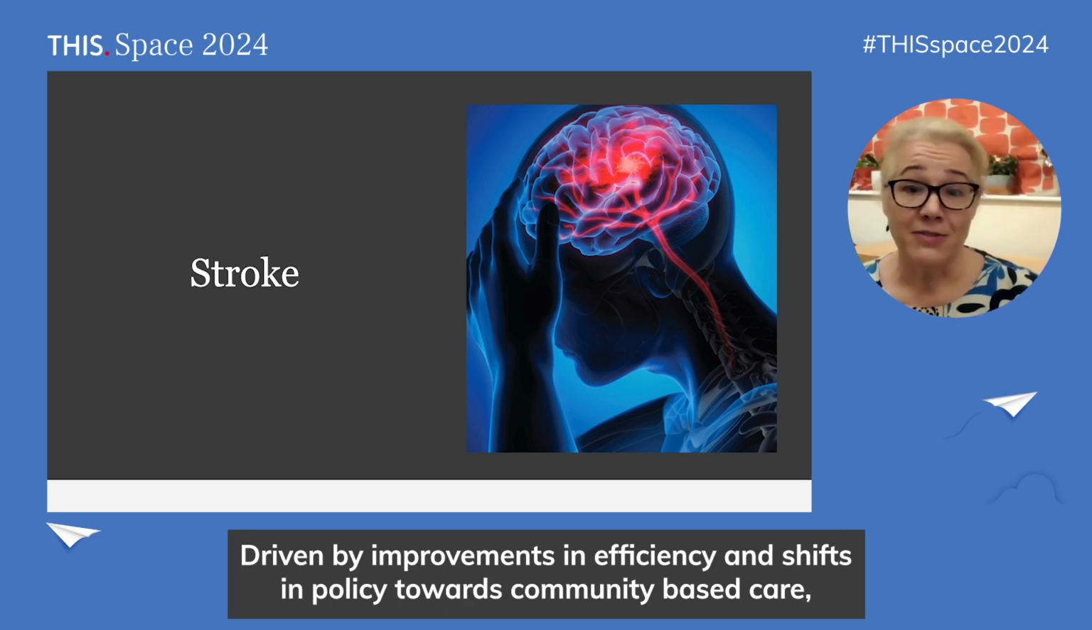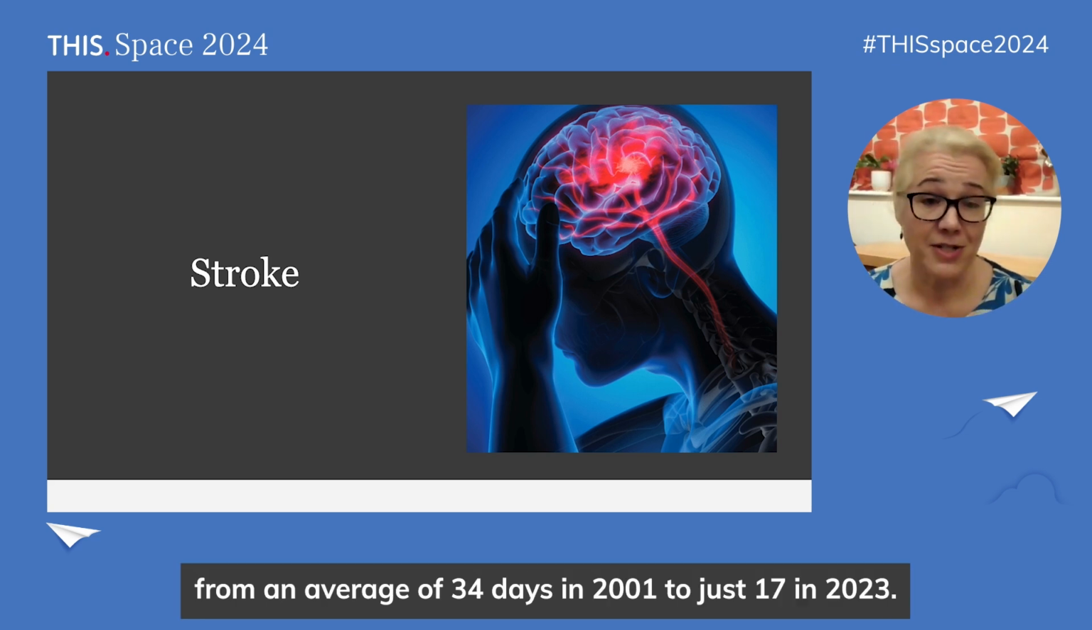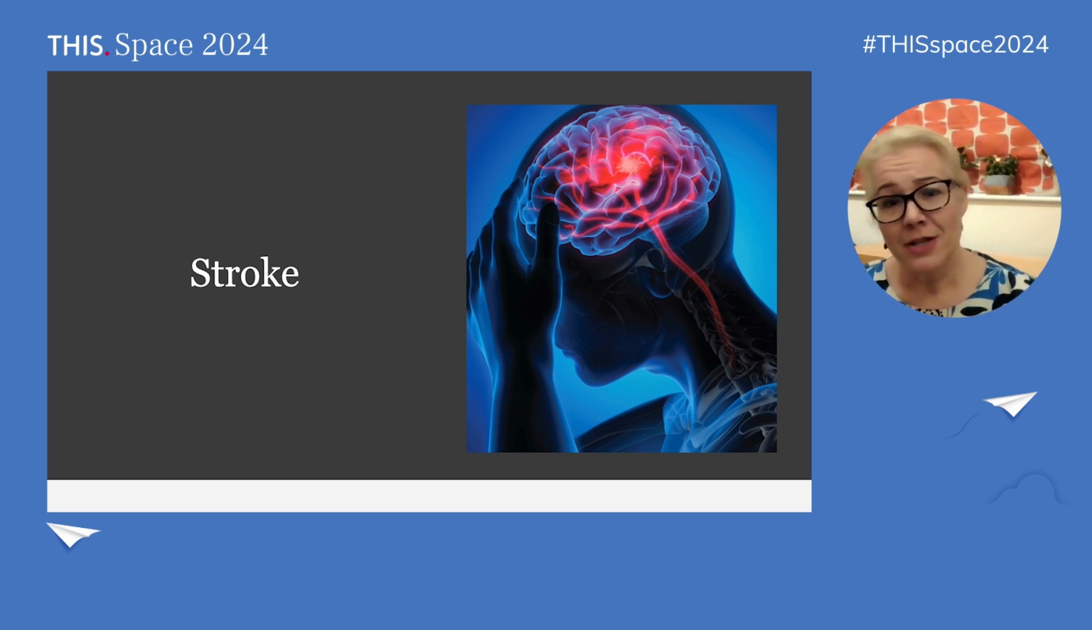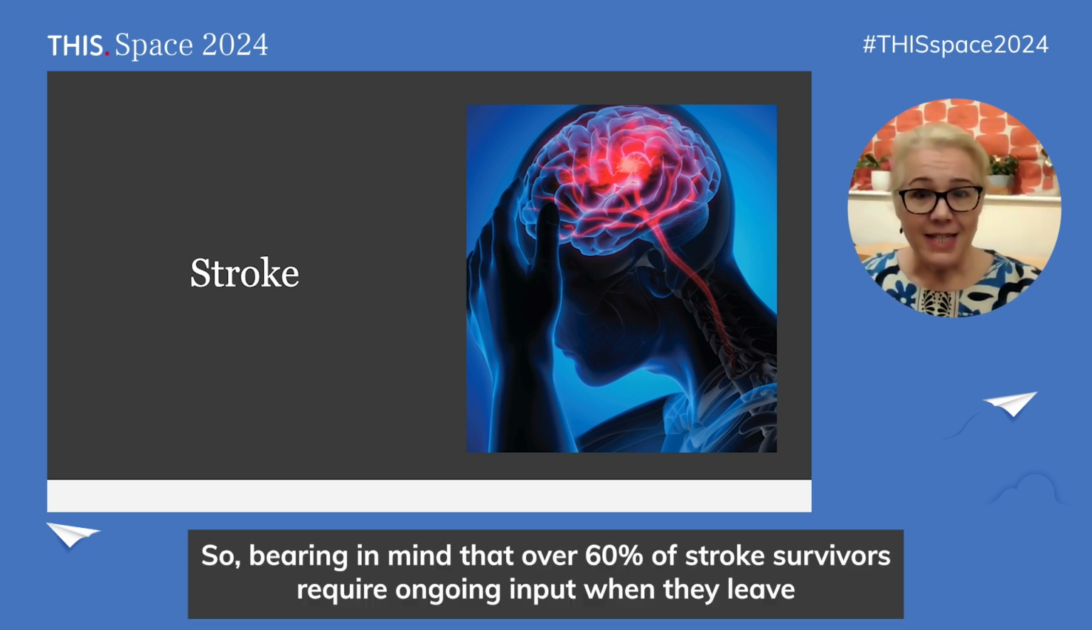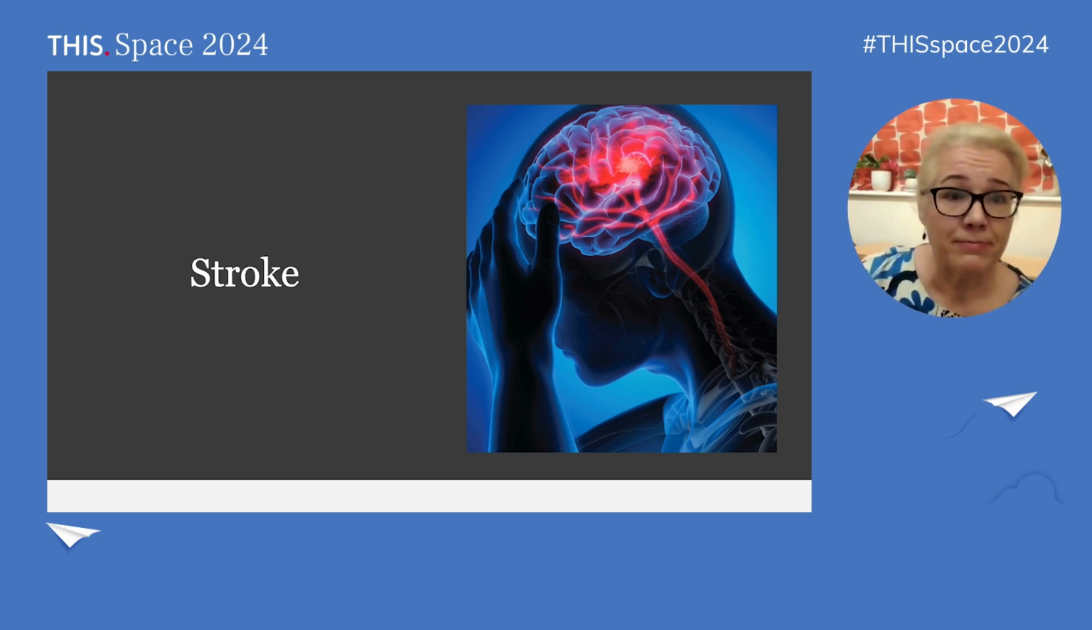Driven by improvements in efficiency and shifts in policy towards community-based care, the lengths of these hospital admissions has fallen significantly over the last 2 decades, from an average of 34 days in 2001 to just 17 in 2023. So bearing in mind that over 60% of stroke survivors require ongoing input when they leave hospital, this means a considerable amount of rehab is being provided by community services.